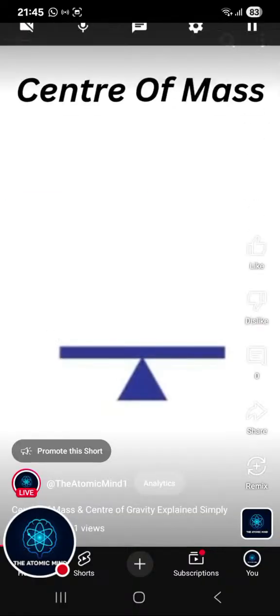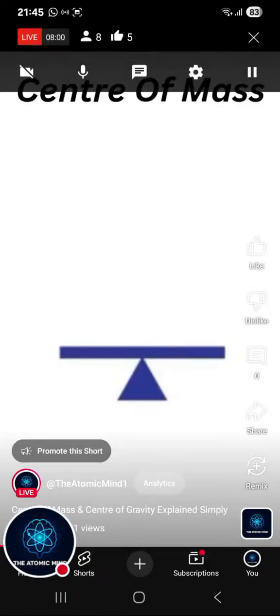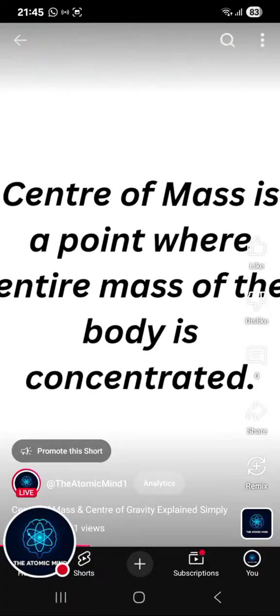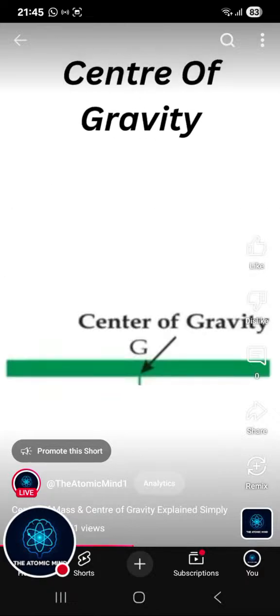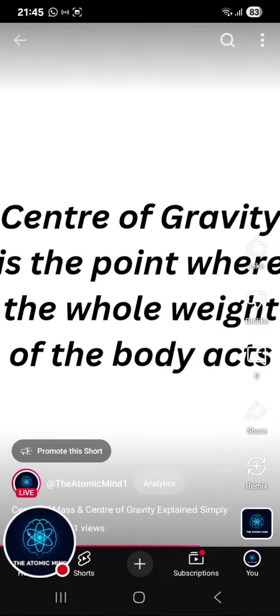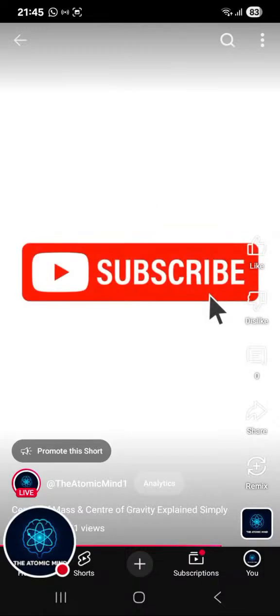Center of mass of a body is a point where the entire mass is considered to be concentrated. Motion of an object can be studied by tracking its center of mass. Center of gravity. Center of gravity is the point where the weight of the body acts. On Earth, center of mass and center of gravity are usually the same.